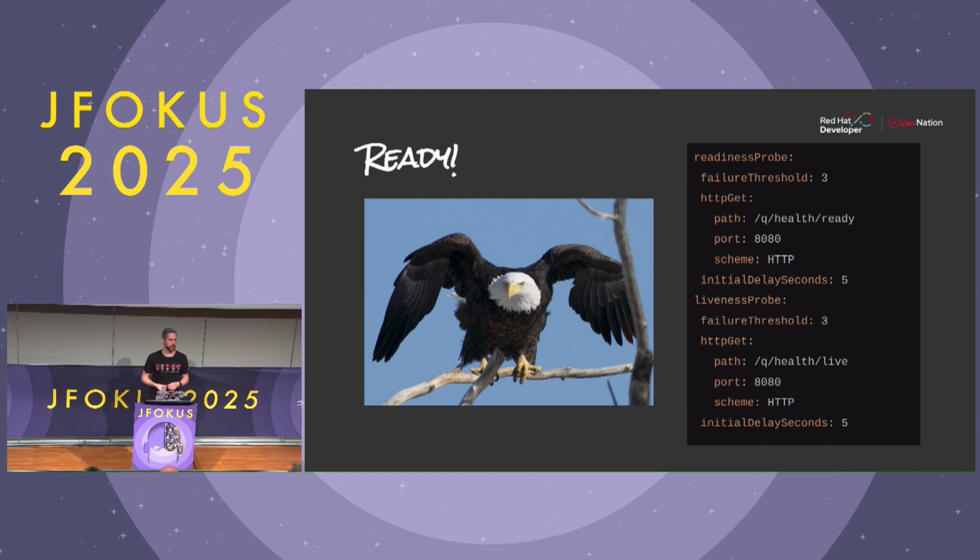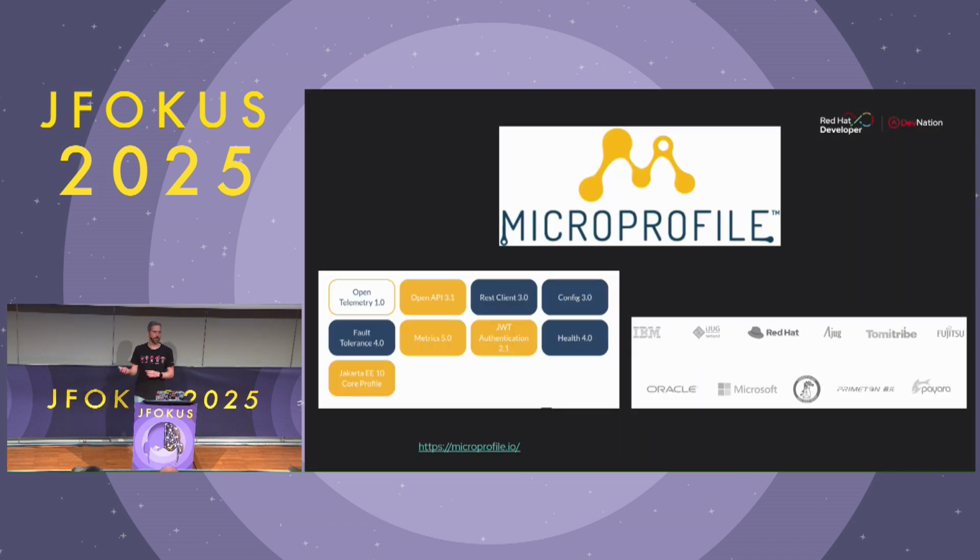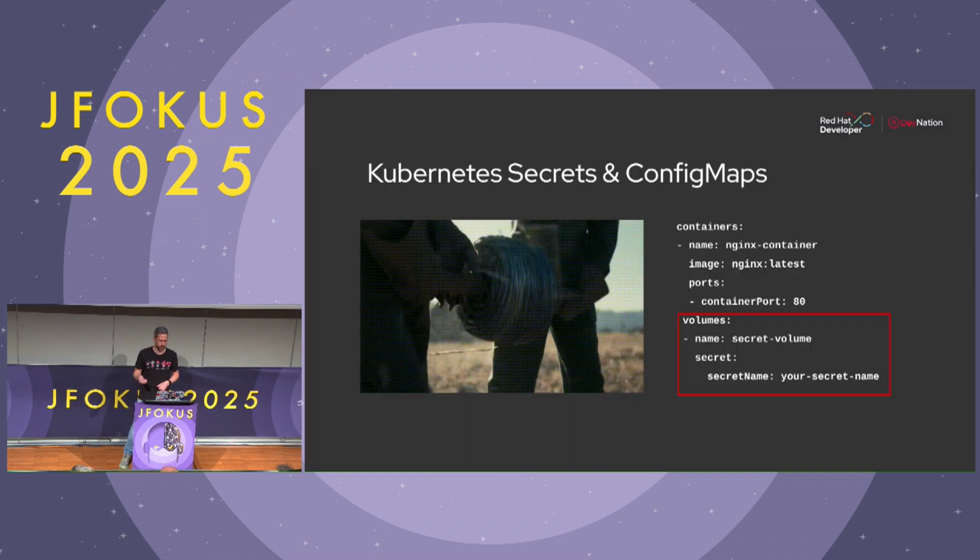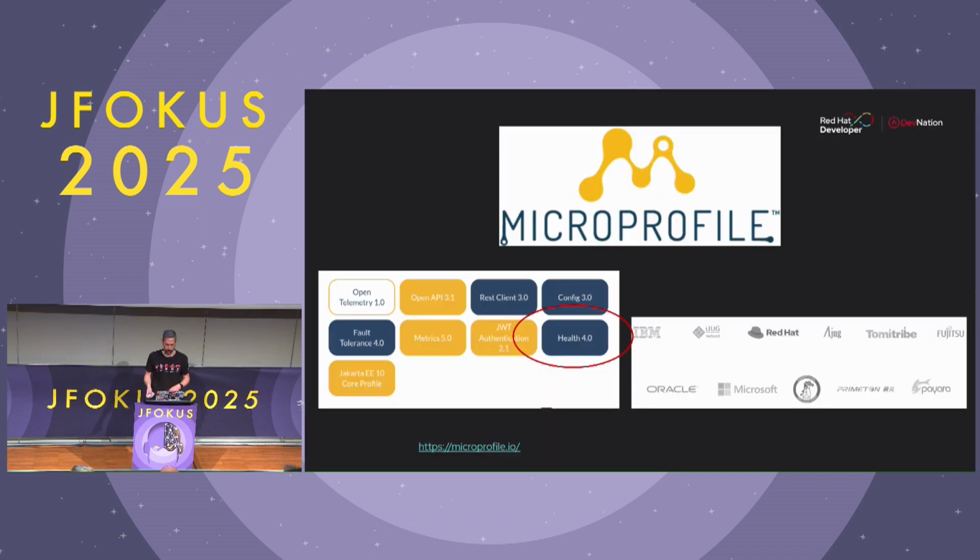So you can configure this yourself. You can create these endpoints and integrate them into your application. If you have an application that uses, for example, MicroProfile, it's a little bit easier. MicroProfile is an open source specification for a few different things that have to do with microservices and by extension Kubernetes. One of them is this health specification, which we're using in Quarkus to create these health endpoints.